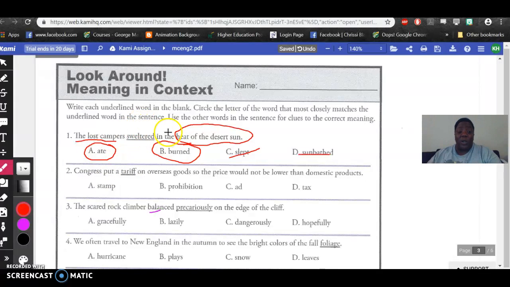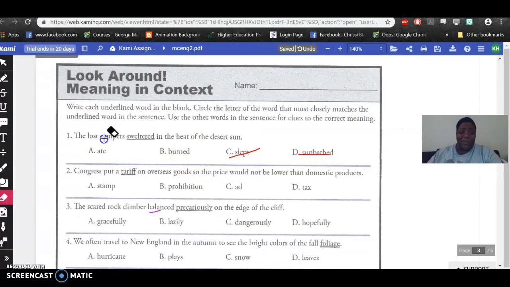The lost campers sweltered in the heat of the desert sun. Doesn't sound very appealing to eat in the desert sun. So our correct answer choice should be B, the lost campers burned in the heat of the desert sun. And as you can tell from all of the other choices, this is the one that makes most sense according to the context clues in the sentence, talking about how campers are lost and they are in the desert sun, which cannot be a pleasant experience unless you're into that type of thing. I am not. Let's go to number 2, shall we?